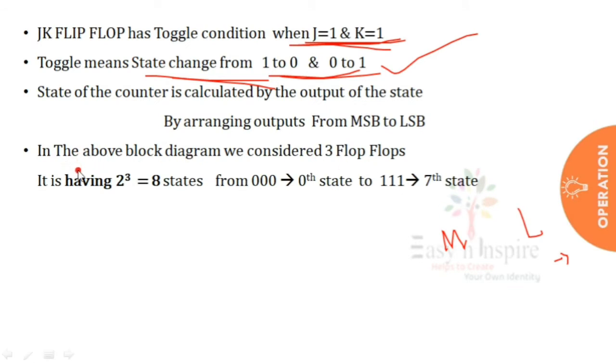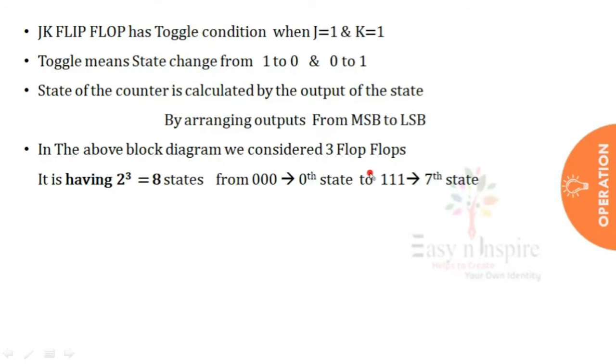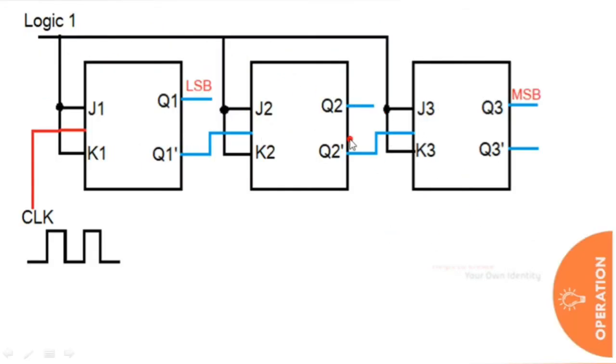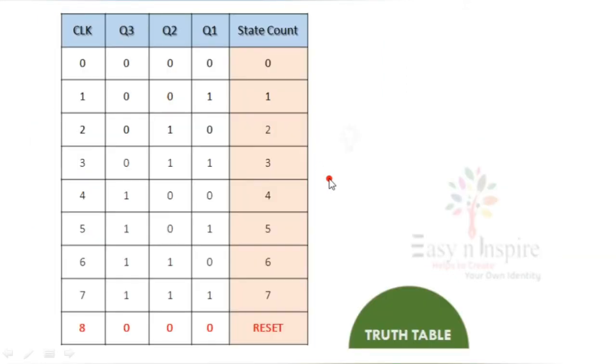Okay. So in the above block diagram, we are considering 3 flip-flops. So 2 power 3, 8 states from 0 to 7. So 0, 1, 2, 3, 4 up to 7 states it will give. Now we will see the operation clearly. Before going to explain the operation, I will explain here.